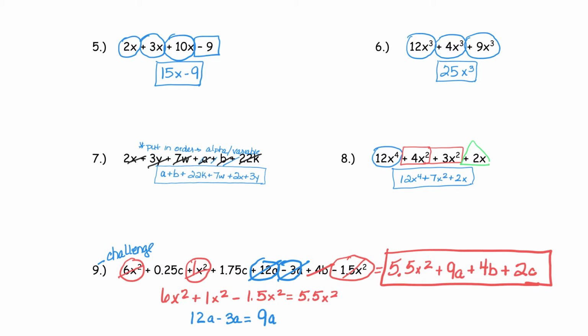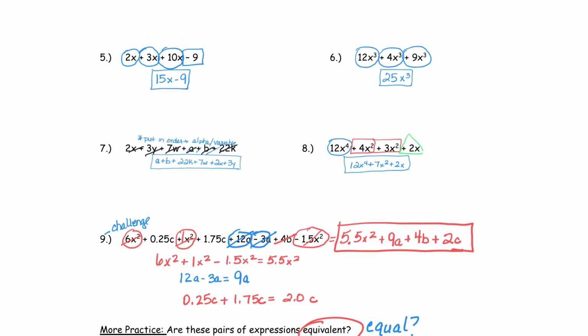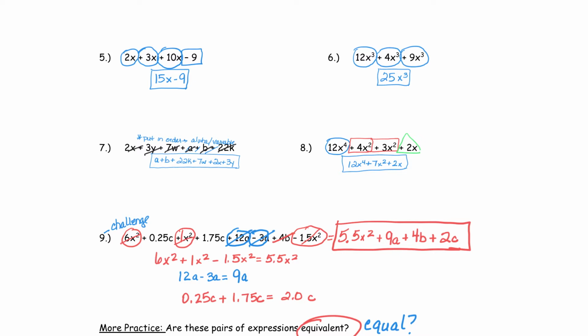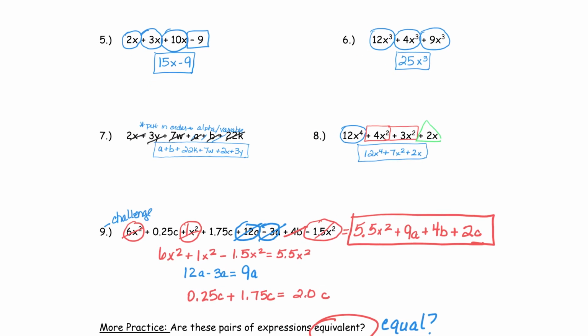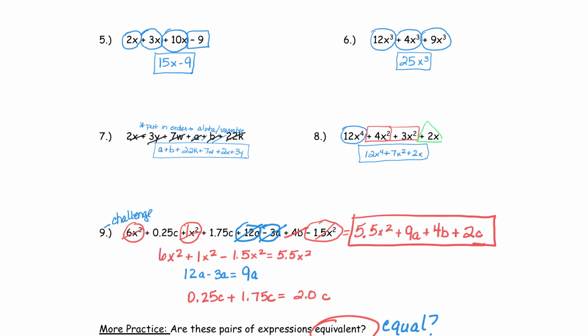These are the answers from yesterday's homework. So here is 5, 6, 7, 8, and 9. Take a good look at these. Number 9 was definitely a challenge problem. Make sure when you're combining like terms, it's very, very important to use the shapes. Do not be impulsive. Take your time.